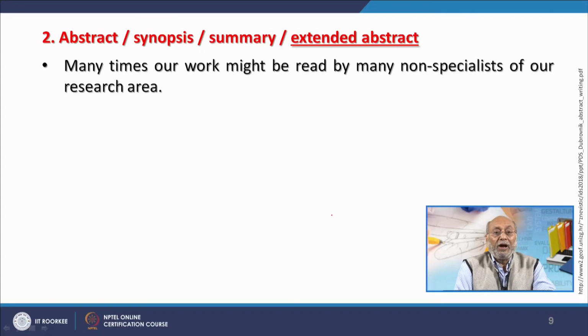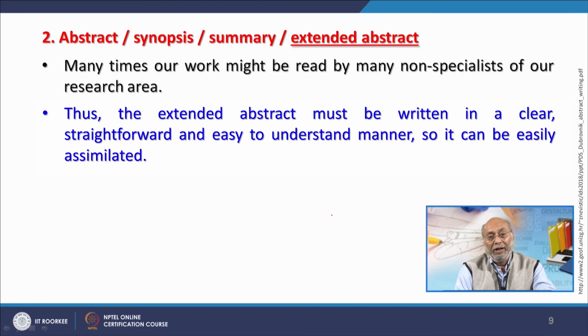Now, many times our work might be read by many non-specialists of our research area. This is important because several times your readers are not specialized in your field. Frequently they might be from different fields, but if things are written and presented nicely, then even a non-specialized person might go through that manuscript or paper. So, an extended abstract must be written in a clear, straightforward and easy to understand manner, so that it can be easily assimilated.